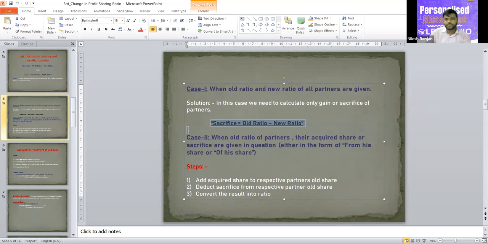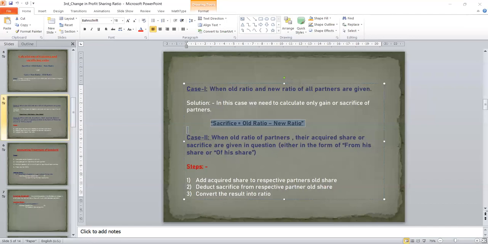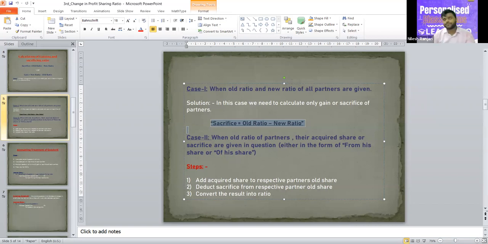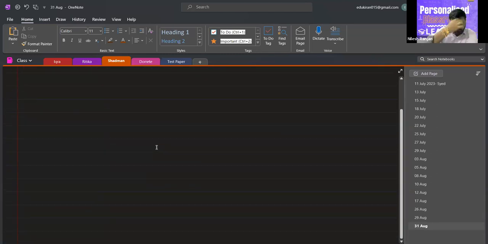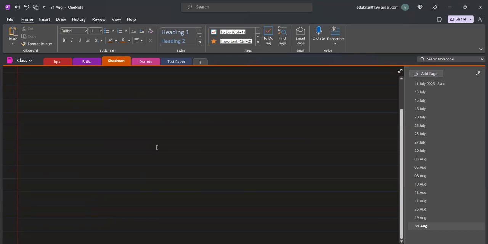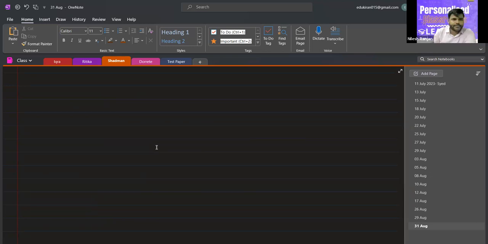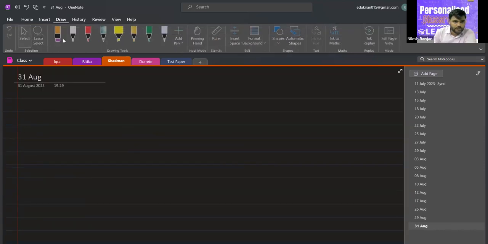What about question number 5? We have to use the table they have given, the yearly profit. Profit and loss also, not only profit, loss also. Sir, can we do it once? Yes. Can you see the note here? Yes, sir. So it is question number 5.